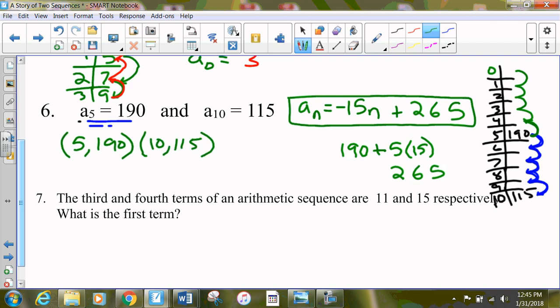So this is a second way to do it. We are already done. This is our answer. I'm just showing you a second way to go about this if the table isn't reasonable for the numbers that are given. So you can use those 2 points.